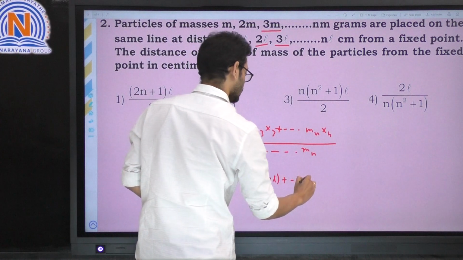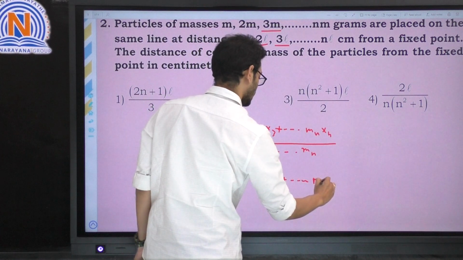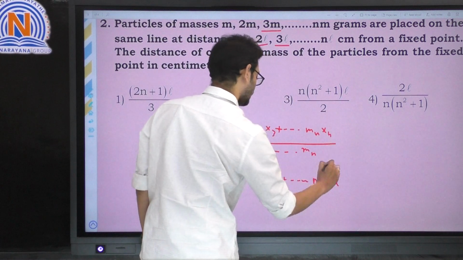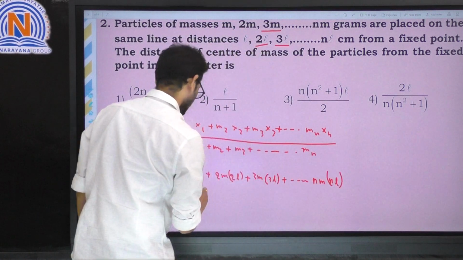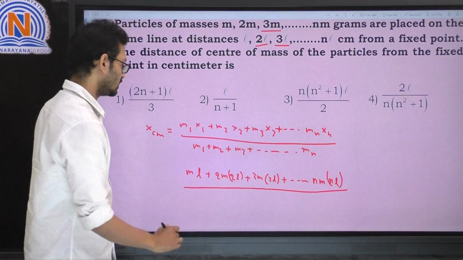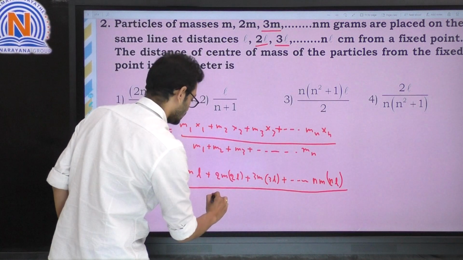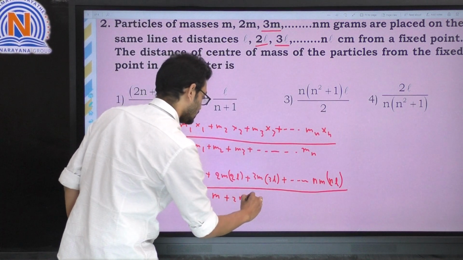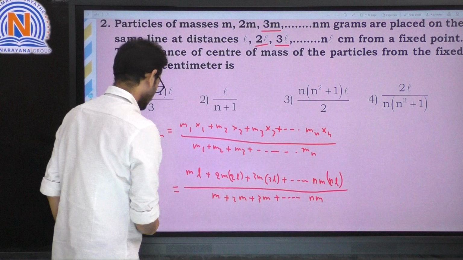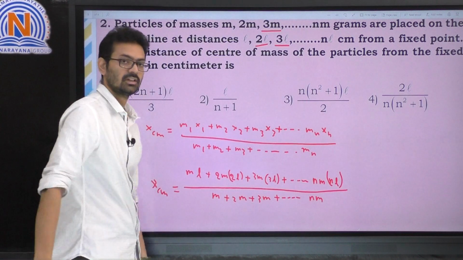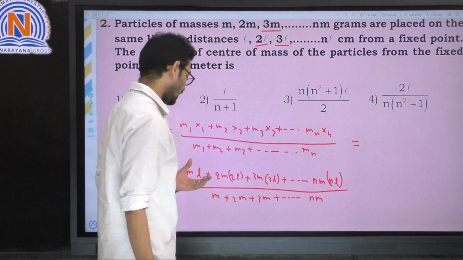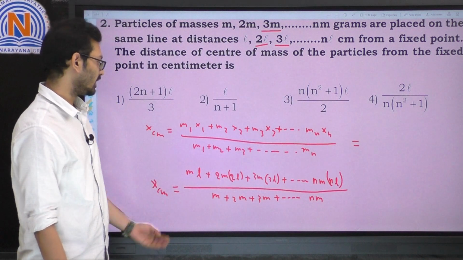and so on, up to nm into nL, by m1 plus m2 plus m3 and so on, which is m plus 2m plus 3m and so on up to nm. Now this is the formula of the x center of mass. When you try to consider this, I will write this formula by taking m and L common.